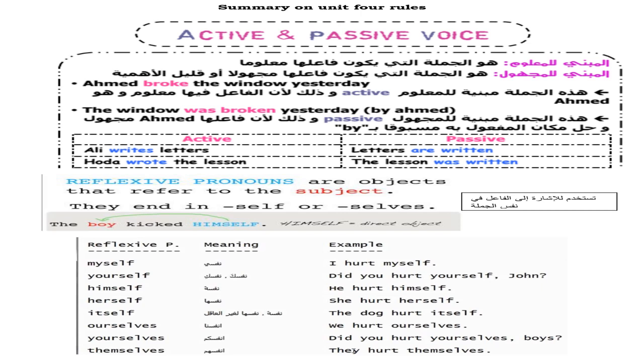بعد كده بيقول لنا reflexive pronouns. Reflexive pronouns دي استخدامها للإشارة إلى الفاعل في الجملة، يعني تأكيد إنه هو مش حد تاني. I myself, you yourself or yourselves, he himself, she herself, it itself, we ourselves, you yourselves, they themselves and so on. عندنا أمثلة موجودة. I hurt myself.